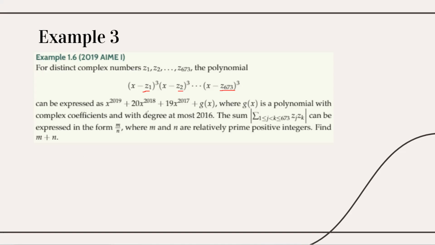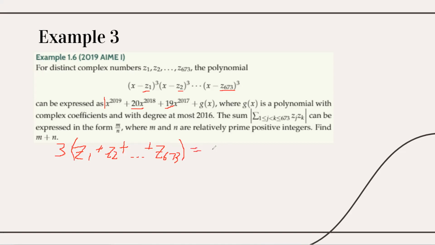So Vieta's, and we also have information about the coefficients, right? We know the coefficients are 20, 19, and the first one is 1. And then after that, we don't really know anything else, but that's fine. Let's just keep working. Okay. So Vieta's on the sum of the roots is basically going to be z1 plus z2 all the way up to z673, right? Except when we add the roots, we actually have to multiply this by 3 because again, z1 up to z673 are all triple roots of the polynomial. And we have to count repeated roots when we're working with Vieta's. So it's going to be 3 times this expression.